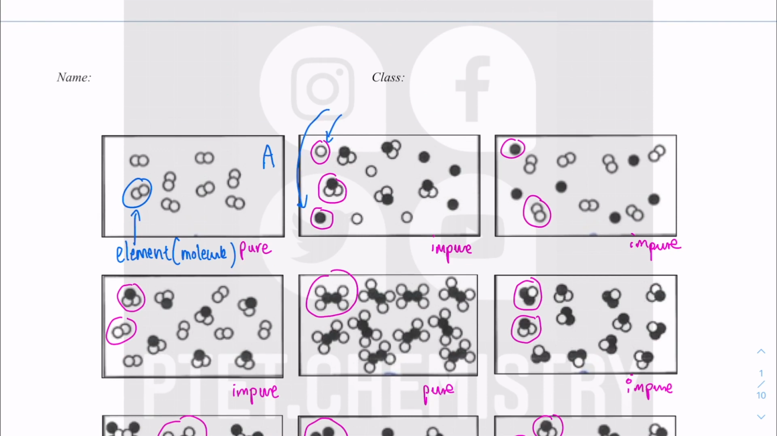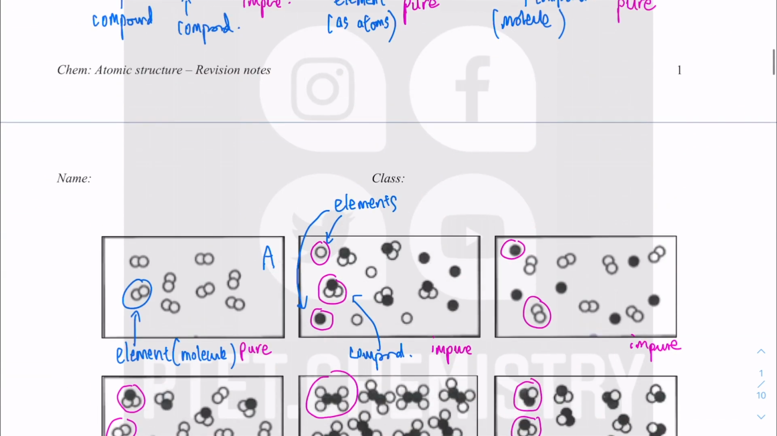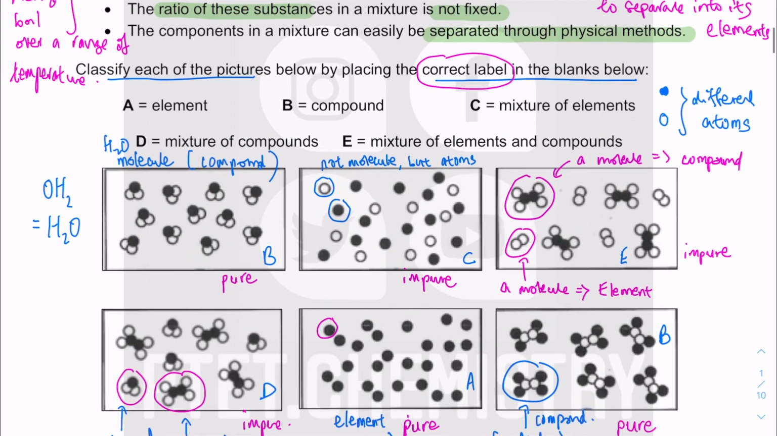These are elements, of course, that exist as individual atoms. This one is a compound. So what you have is a mixture of element and compound, which is E. This is an individual atom. This one is an element, but it exists as a molecule, so it contains two or more atoms. Two or more atoms means it's a molecule, but it contains the same kind of atoms, so only one kind of atom in the molecule, so it's an element. Again, this is a mixture of elements, which would be C.